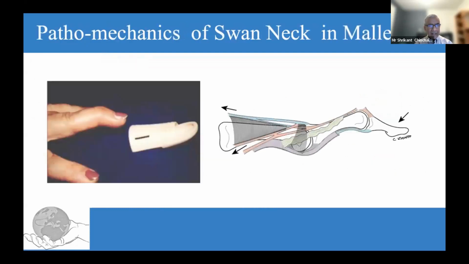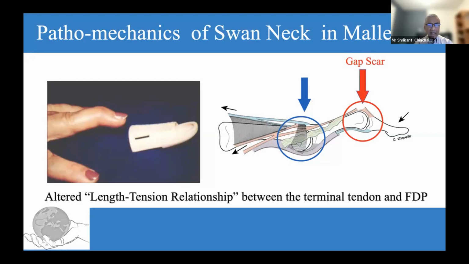So from a pathomechanics point of view, using a static DIP joint splint alone does not do any justice to the excessive load that is transmitted at the PIP joint. Ultimately, the distal detached portion ends up with gap scar formation. When there is gap scar formation at the terminal tendon distally, there is an altered length-tension relationship between the terminal tendon and the flexor digitorum profundus.